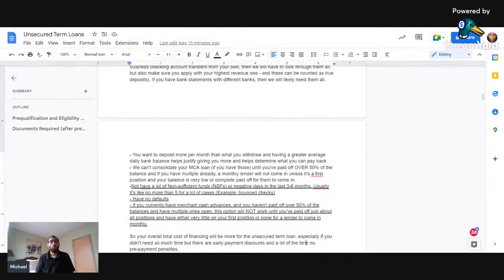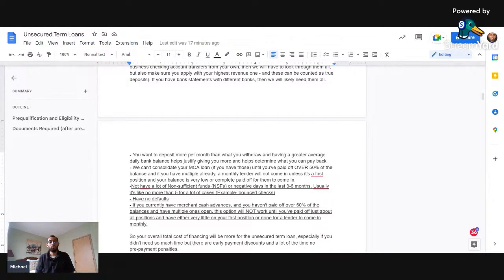You want to deposit more per month than what you withdraw, and having a great average daily bank balance helps justify giving you more and helps determine what you can pay back. We can consolidate your MCA loan if you have one or two of them. Usually just one in a lot of cases lenders will look for. There's refinancing situations until you've paid off over 50% of the balance.